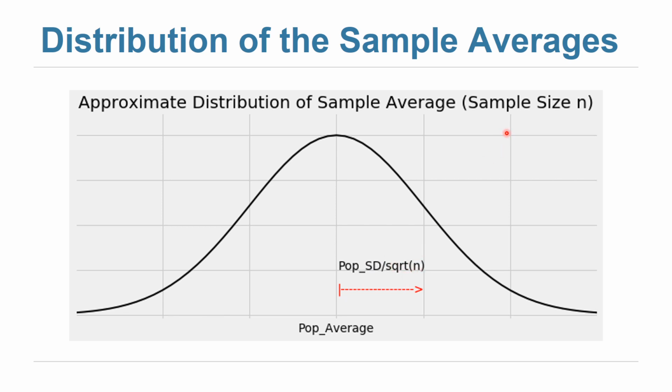Okay, and here is the sample size. So if the sample size increases, then the denominator here will increase, which means that the standard deviation of this distribution will decrease. Okay, if we have a small sample, then this number will increase, which means that the distribution will be wider.